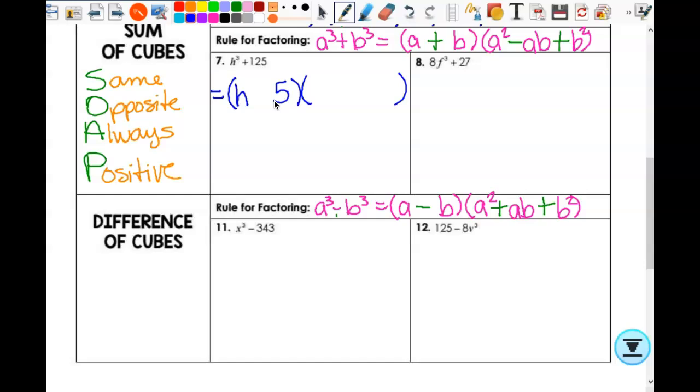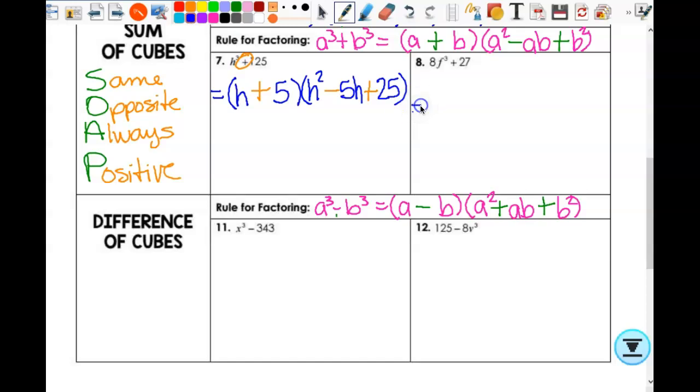Then we square h, that's h squared, it goes right here. Then we multiply 5 times h, that goes right there. Then we square 5, that's 25, that goes right there. Then we get our signs in there. This was a positive sign, so this is the same, opposite, always positive. Okay, make sense? Just be consistent with your pattern.